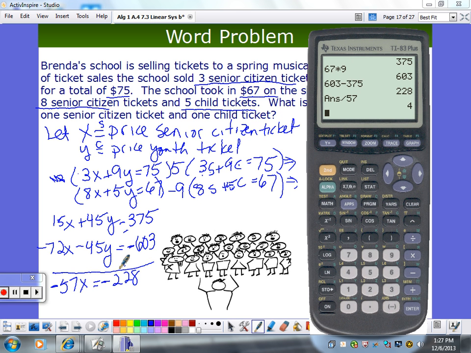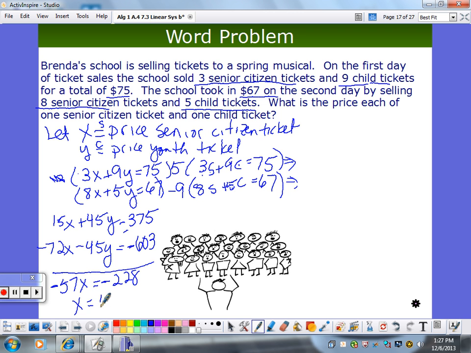Awesome. All right. So x equals 4. Yes. Okay. All right. So there we go. 4 is the price of the senior ticket. Now we have to find the child ticket. You pick one of these. You plug in the senior ticket. Well, that's 4. Plus 9y equals 75. 12 plus 9y is 75. Subtract 12.